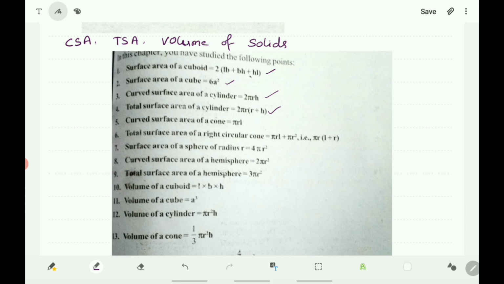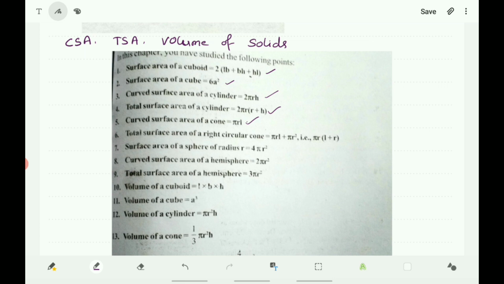Curved surface area of cone is equal to pi R L. Here R is the radius of the base and L is the slant height. Total surface area of a right circular cone is equal to pi R L plus pi R square, that is pi R into (L plus R). Surface area of sphere of radius R is equal to 4 pi R square. Curved surface area of a hemisphere is half of 4 pi R square, that is 2 pi R square. Total surface area of hemisphere is equal to 3 pi R square.